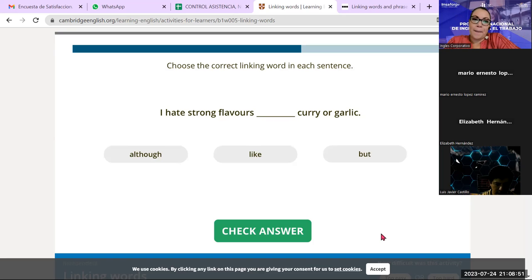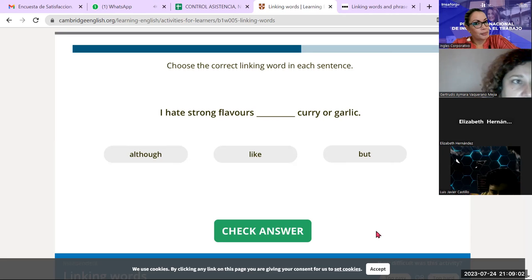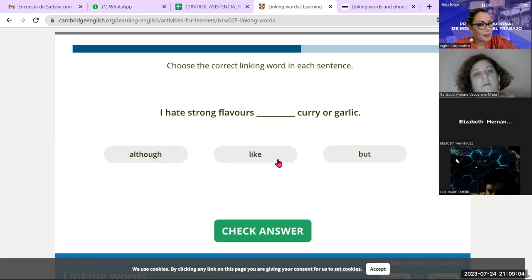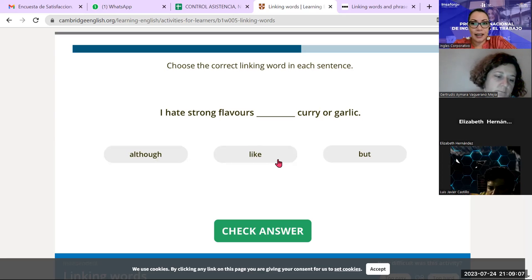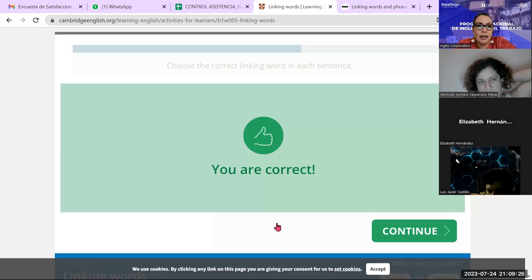What do you think here? Like, yes, like is to introduce a comparison, estamos comparando. Also es como decir aunque, no tendría sentido poner ahí although, y tampoco but, que es para un contraste. So yes, I think like you're correct. Nice.